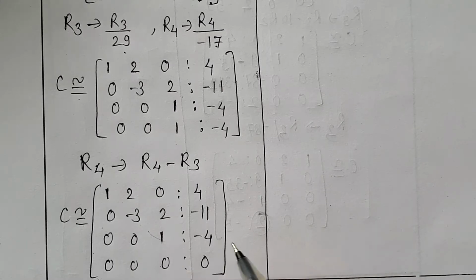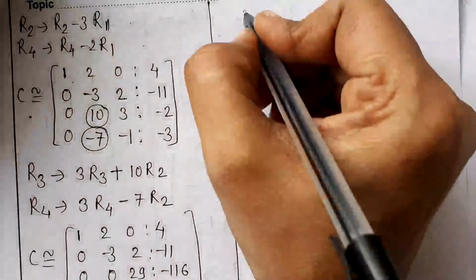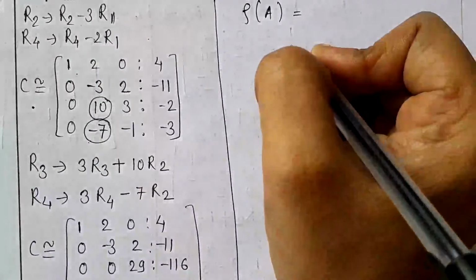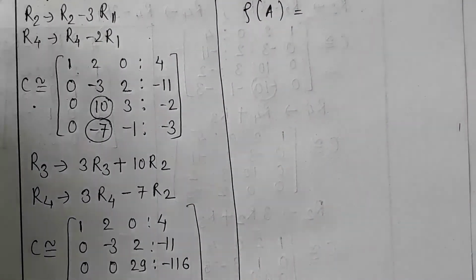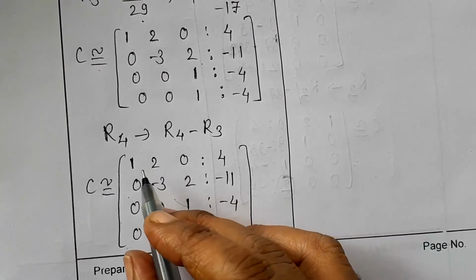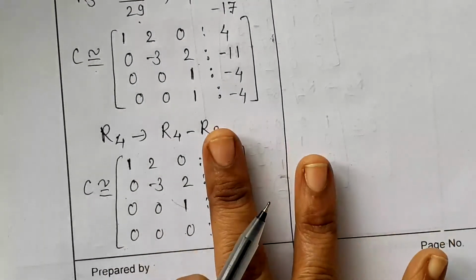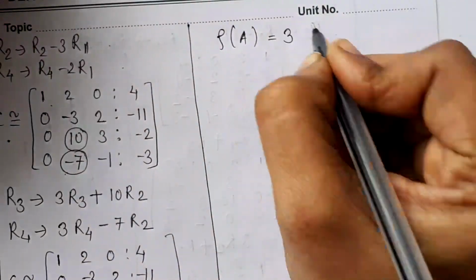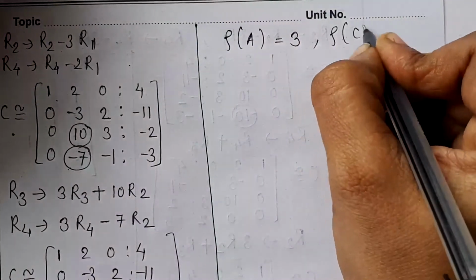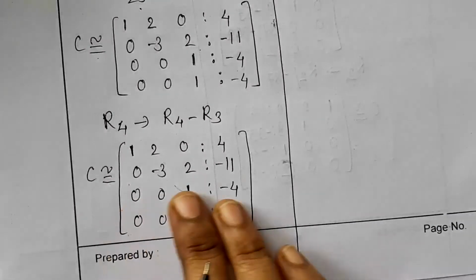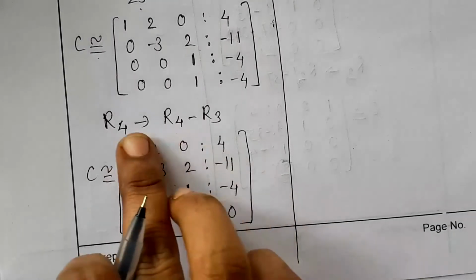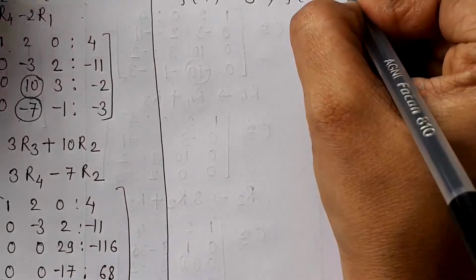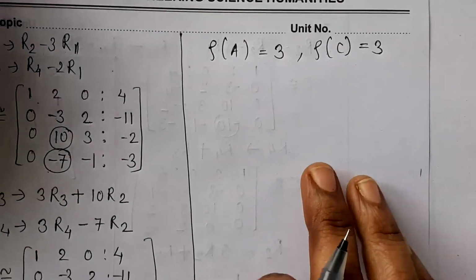So to find out the rank of the coefficient matrix, what is the rank of the coefficient matrix? The number of non-zero rows are 1, 2 and 3, except this last column. So 3 non-zero rows, so rank of A is equal to 3. Similarly, what is the rank of C? Rank of C means the complete matrix. So 1, 2 and 3, these are the 3 non-zero rows, the last row is a zero row. So 3 non-zero rows, so rank of C is equal to 3.